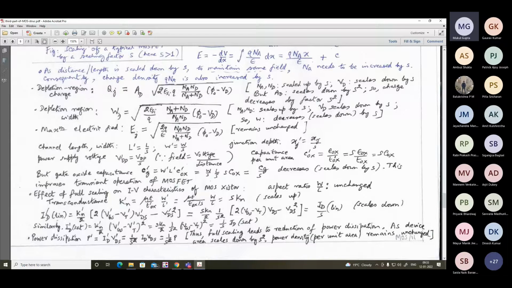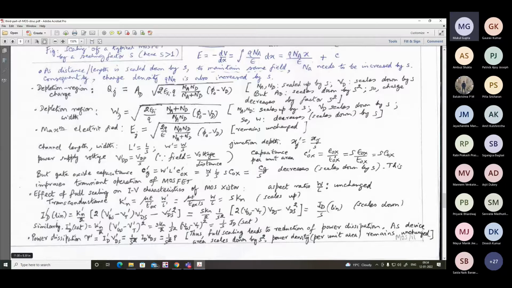Ultimately there will be S in the numerator. So it means the transconductance has increased by a factor, scales up. Now you consider its effect on the current. So the linear expression of current is K prime N by 2 into 2 into voltage. And so this will become S K N by 2, and K prime we have seen.